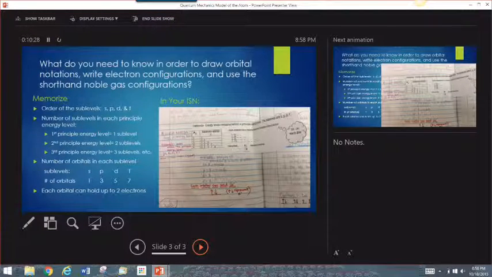So the energy level that you're on tells you how many different sublevels there are. The other thing that you need to memorize is that each sublevel has a certain number of orbitals, which I just went over a minute ago. Each orbital can only hold 2 electrons, and we're going to represent electrons when drawing orbital notations with arrows. When you draw the arrows in an orbital, you will always draw an arrow up, representing a positive spin, before you add a negative spinning electron. So those are the things that you must memorize in order to do this.